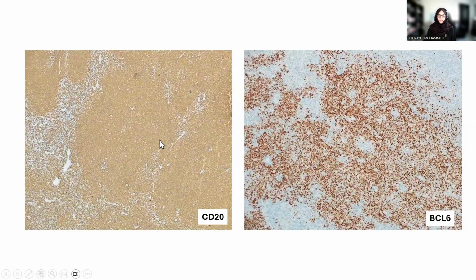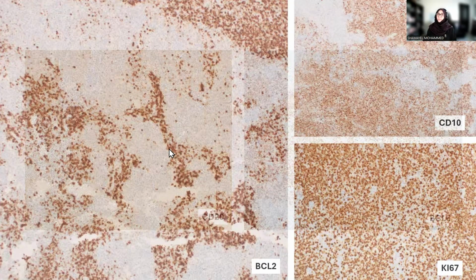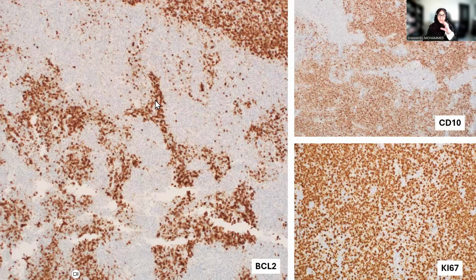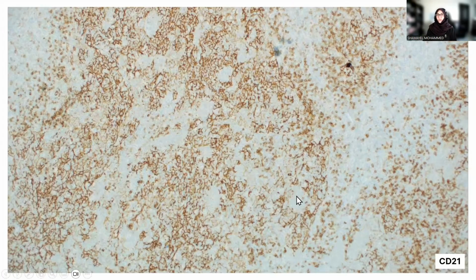CD20 is positive, but as you can see, it shows this vague nodularity. BCL6 is strongly positive, but BCL2 highlights this very nice negativity, like a serpentinous follicular pattern. CD10 positive, Ki-67 was extremely high. So at the beginning, we entertained the differential of diffuse large B-cell lymphoma.